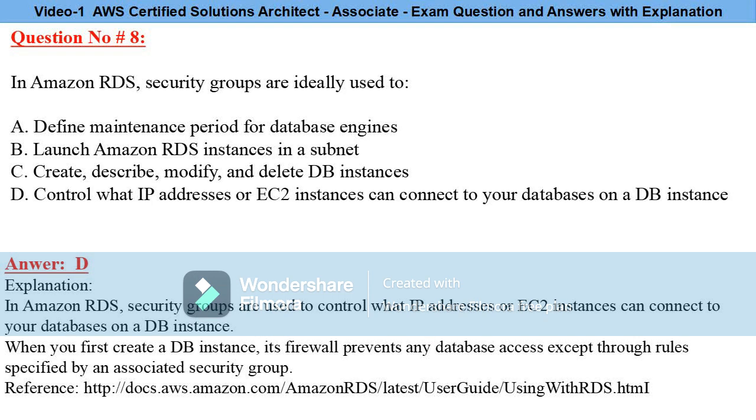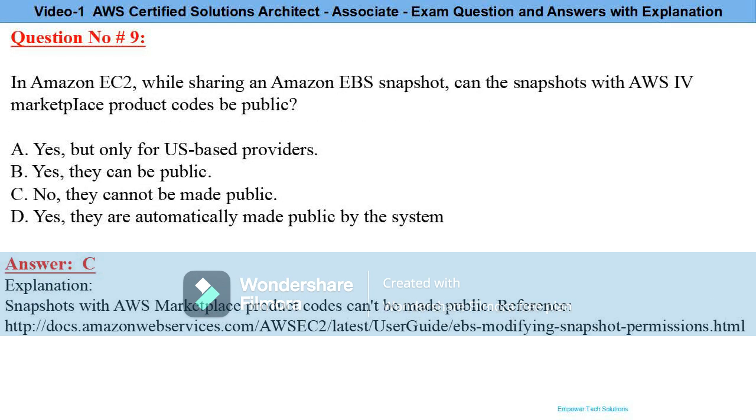In Amazon RDS, security groups are ideally used to: the answer is D, control what IP addresses or EC2 instances can connect to your databases on DB instances. The explanation is that Amazon RDS security groups are used to control what IP addresses or EC2 instances can connect to your database on DB instances. So let's move to question number 9.